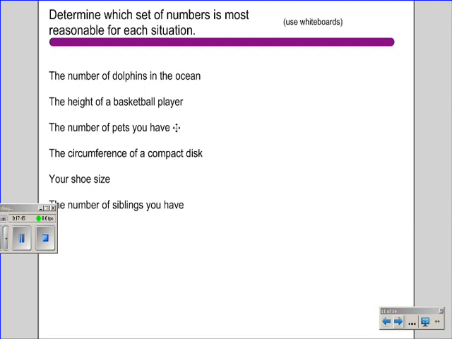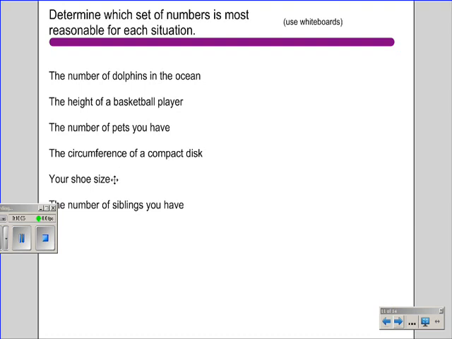The number of pets you have would be a nice number. I could count that. It would be natural, whole, integer, rational, real. Circumference of a compact disc is going to be rounded. It's going to be a decimal. Therefore, it'll be rational and real.